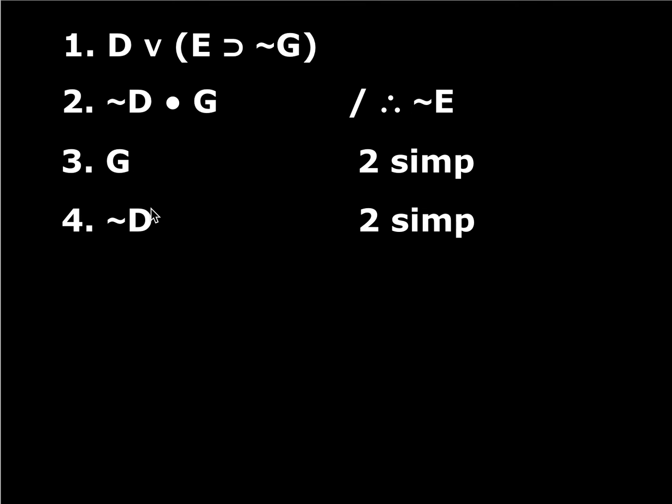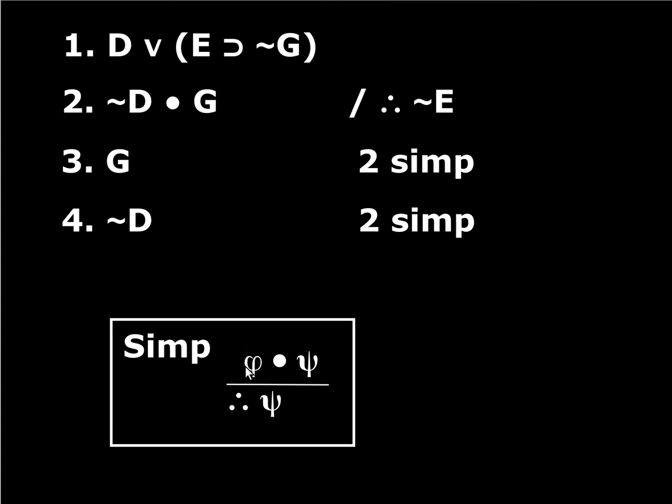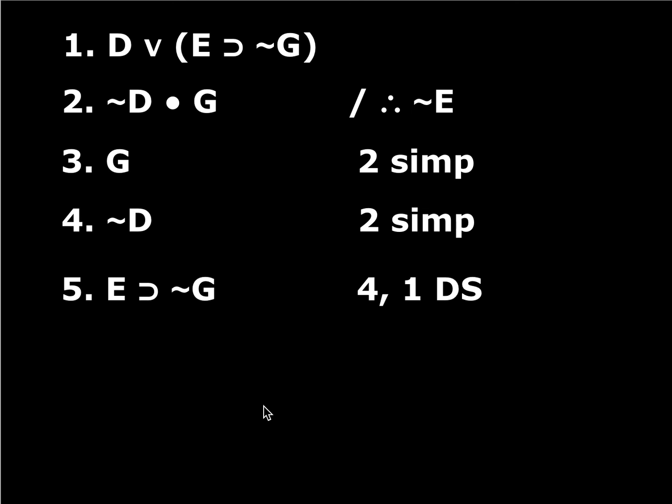Oh, by the way, here's the thing you can do with simplification. You can simplify either conjunct. And notice, actually, I simplified both. First I did the second one, and then I did the first one. Even though in the written schematic only the second one is simplified off, you can simplify the first one too. Okay, well, when I got not D here, that was the negation of this disjunct. So I have a disjunction and the negation of the first disjunct, so I can derive the second disjunct on a line by itself by DS, if E then not G. And that's line 4, from 1, disjunctive syllogism.